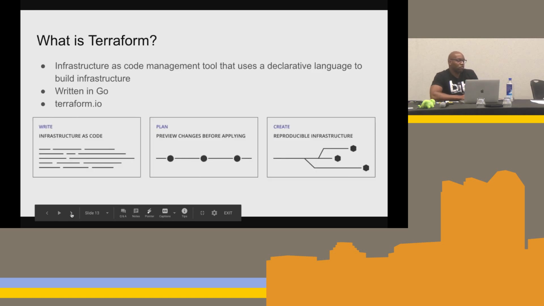All right, so we're going to move into what is Terraform. We already talked about infrastructure as code, so that's what it is. It's a management tool that uses a declarative language to build infrastructure. It's written in Go. You can check it out on terraform.io. And you pretty much write your infrastructure.